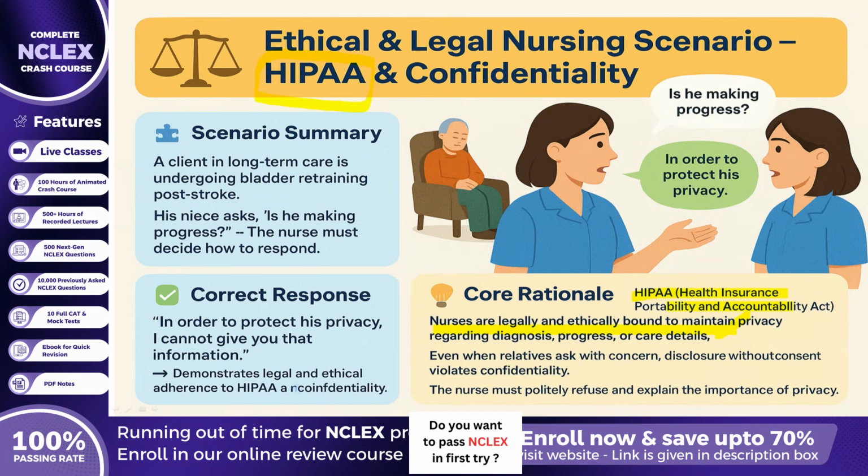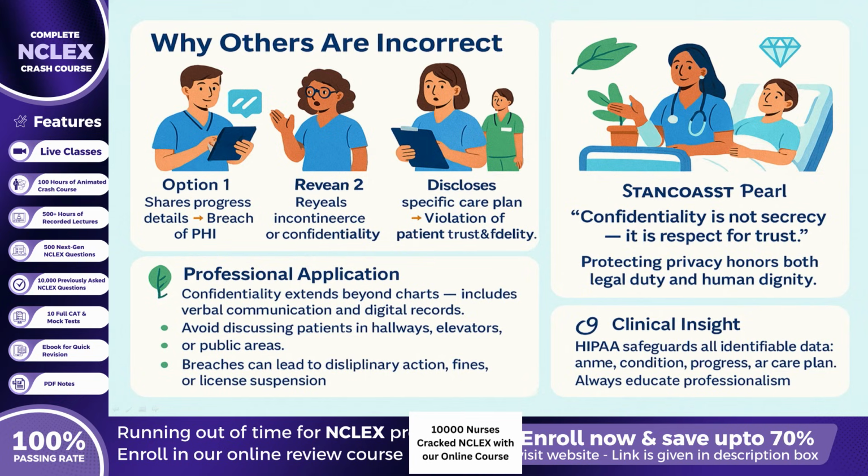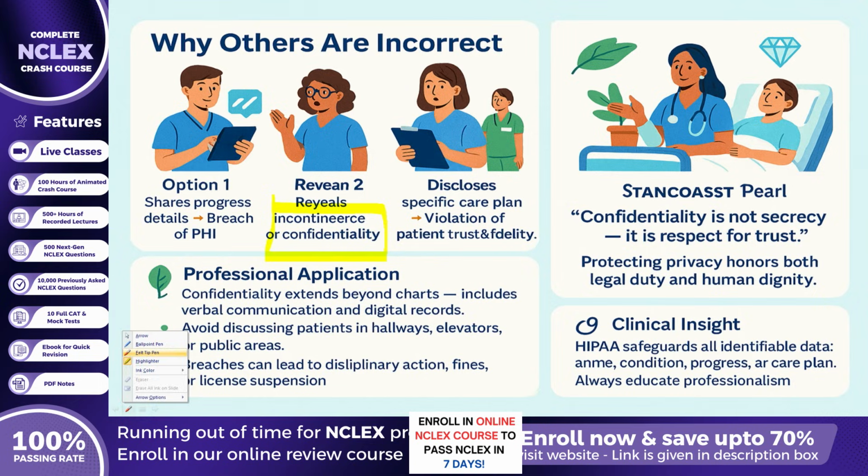Option 1 might sound reassuring, but it clearly discloses confidential progress information about the client's bladder training, which breaches HIPAA standards. Option 2 exposes behavioral and continence data, a form of PHI, that should not be shared with anyone other than authorized personnel or the client. Option 4 goes even further by describing the care plan details, revealing specific interventions that also constitute private health information. Sharing such information violates the ethical principle of fidelity, which involves faithfulness to the patient's trust and respect for autonomy.